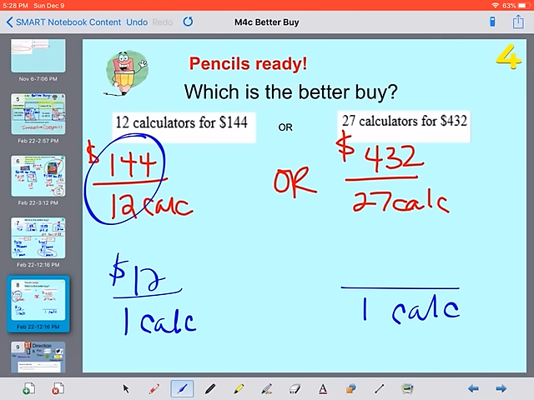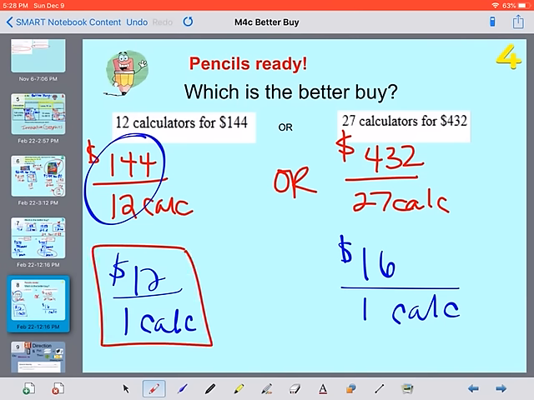$12 for 1 calculator. It's about the price of ours in the classroom. I think ours are $11. And then on the other side, 432 divided by 27 calculators, that would be $16 for 1 calculator. So it's a lot cheaper to buy 12 calculators for $144 if we're talking about price per calculator. This is the better buy.